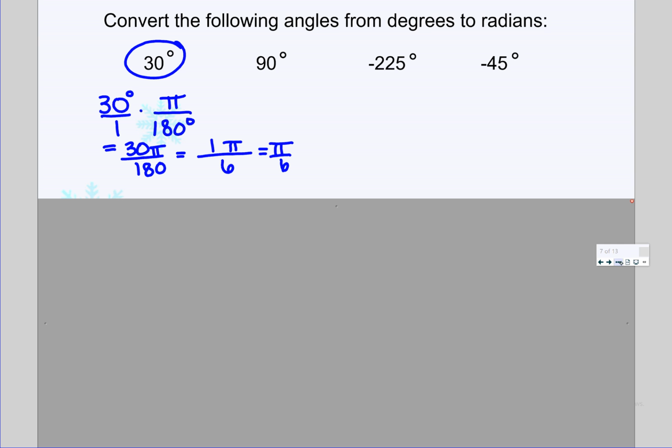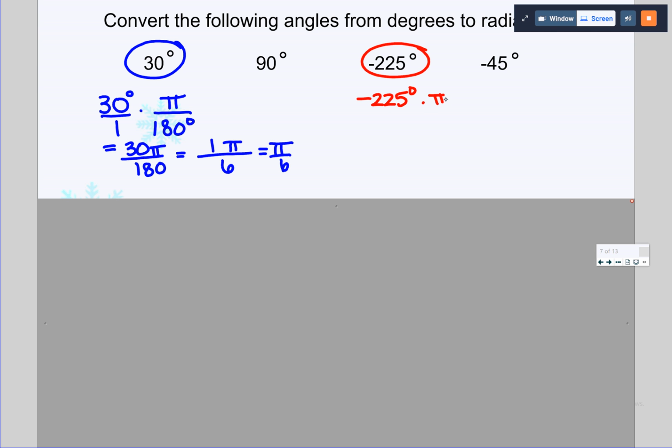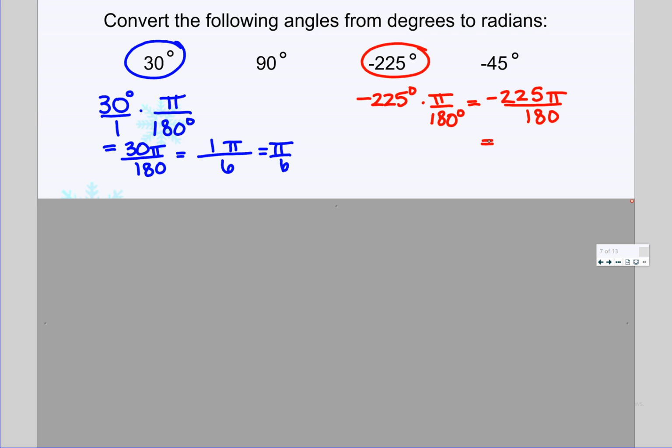Okay, let's do one more of those. Negative 225. Multiply by pi over 180. We're just going to multiply straight across. Again, the degrees are going to cancel. So it'll be negative 225 pi over 180. And then we just reduce, put that 225 over 180 in your calculator, enter, and you should see negative 5/4 or 5/4 if you didn't put the negative in. So negative 5 pi over 4 radians is equivalent. Make sense?